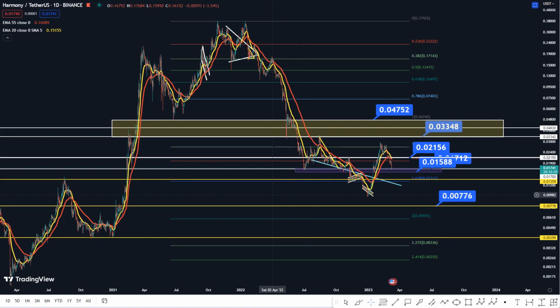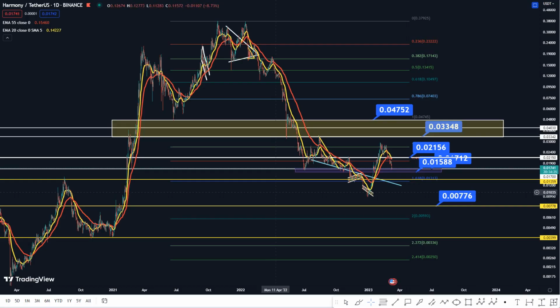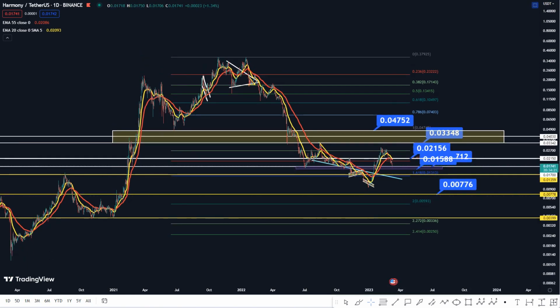Now, let's jump straight into the TA. Taking a look at the daily chart on Harmony One against USDT, we still have the same Fibonacci retracement set up on the chart with the swing high printed in October 2021, and with the swing low printed in June of 2021.